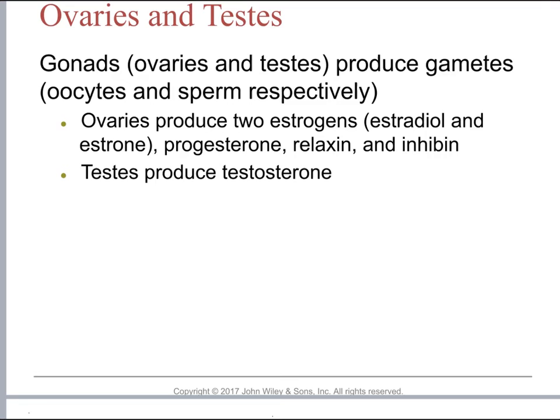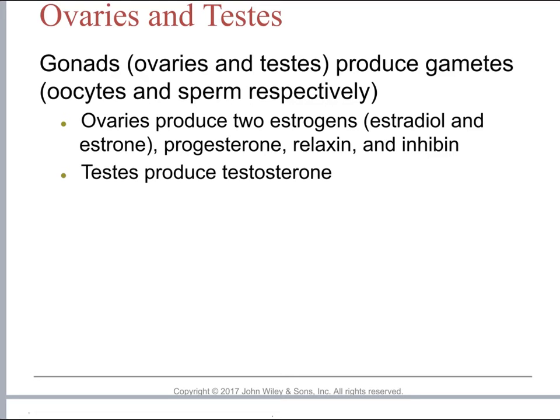The second to last structures we're going to look at are the ovaries and testes, or gonads. Now, the job of these structures is to produce gametes, oocytes and sperm respectively. We're not going to go in too much depth about what these structures do, as we will get into it when we do reproduction, but let's look at some of the hormones.